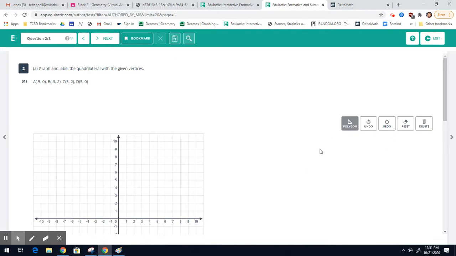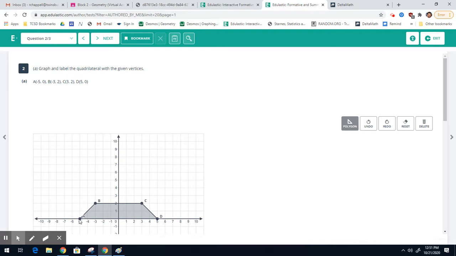Grab the polygon tool. Okay, negative 5, 0 is left 5. Negative 3, 2 is left 3, up 2. 3, 2 is right 3 and up 2. And then 5, 0 is 5 to the right and not up and down. And then just make sure you connect it back to A.